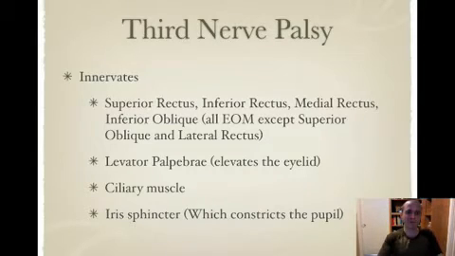Then we also have the levator palpebrae, which is innervated, the ciliary muscle, and the iris sphincter, which constricts your pupil. So extraocular muscles, except for your superior oblique and your lateral rectus, your pupillary constriction, and your levator palpebrae, elevating your eyelid, are the three aspects of third nerve palsy which really give it its characteristics.